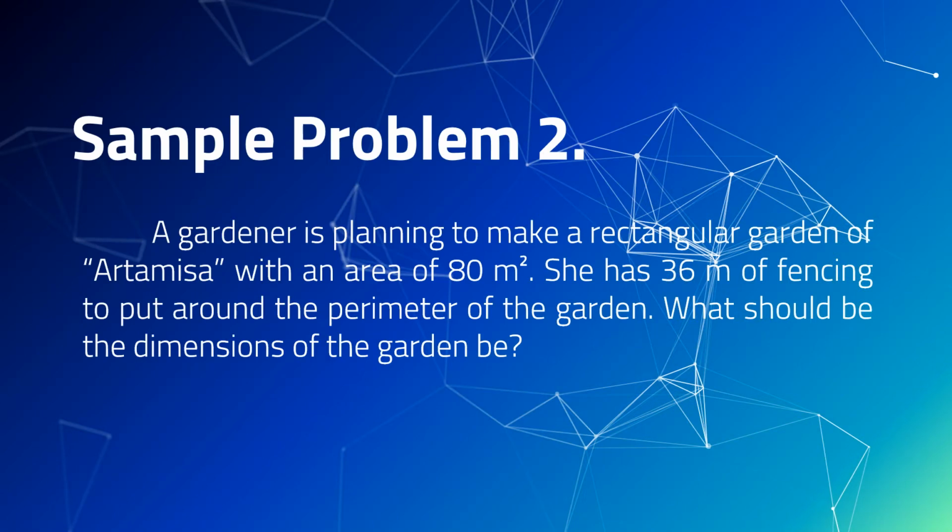Let's proceed with the second problem. A gardener is planning to make a rectangular garden of Artemisia with an area of 80 square meters. She has 36 meters of fencing to put around the perimeter of the garden. What should be the dimensions of the garden? Okay, so the problem is about finding the dimensions. When we say dimensions, that is the length and the width of the given polygon, particularly a rectangle.